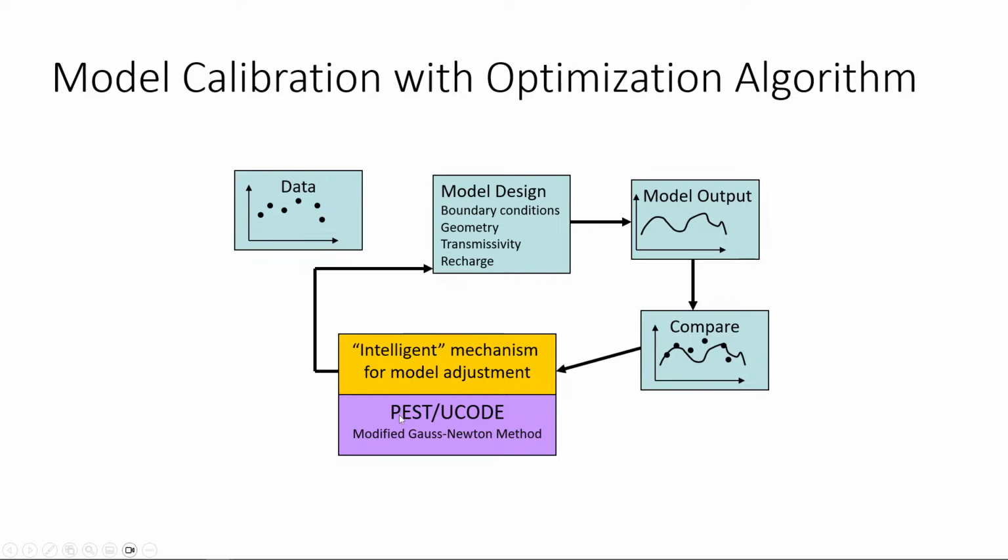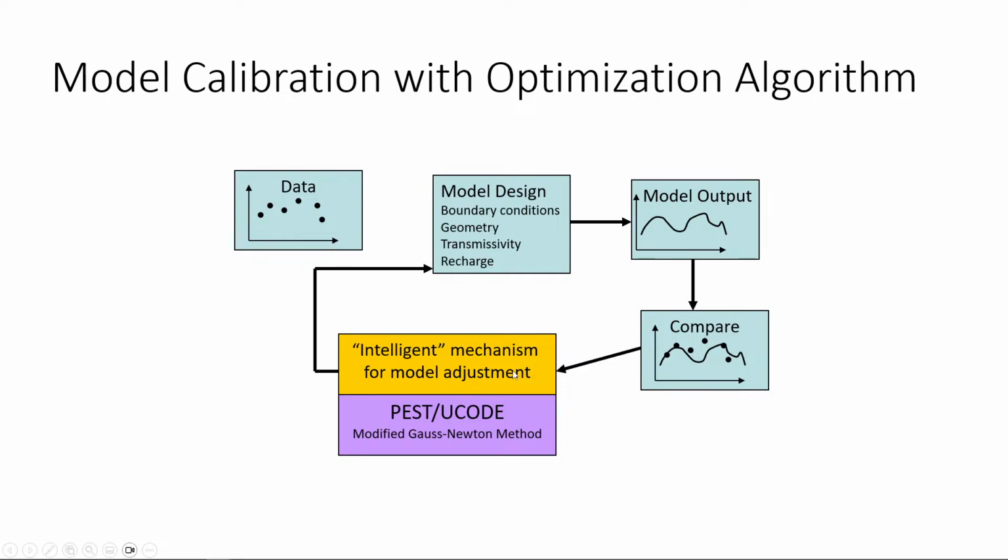Another way is that instead of doing this manually, you use an automatic calibration method like PEST or UCODE. These are derivative-based methods. They use something called the Gauss-Newton method. That's similar to the derivative test that you used to do, but it calculates derivatives numerically, not with the laws of calculus.